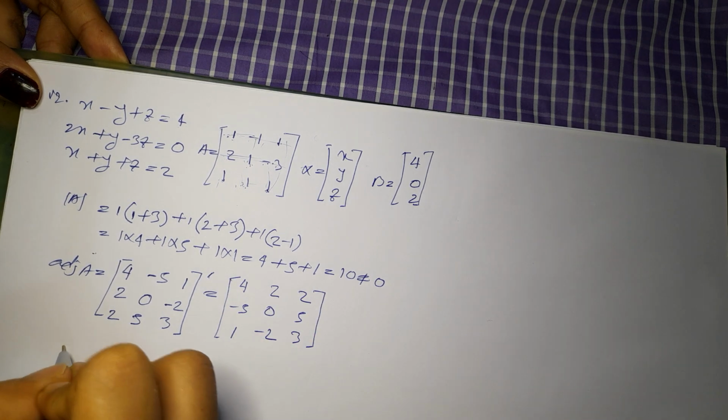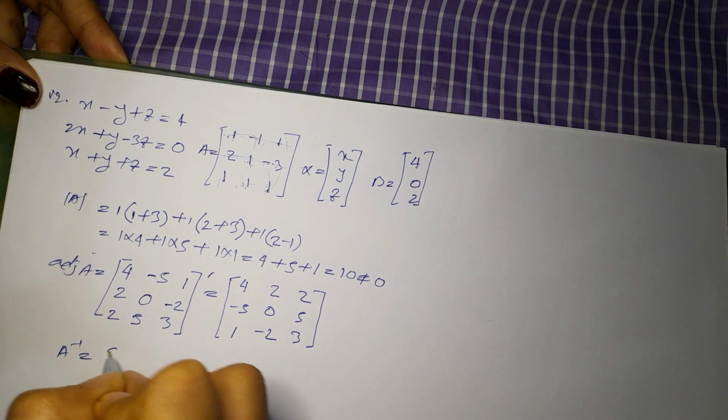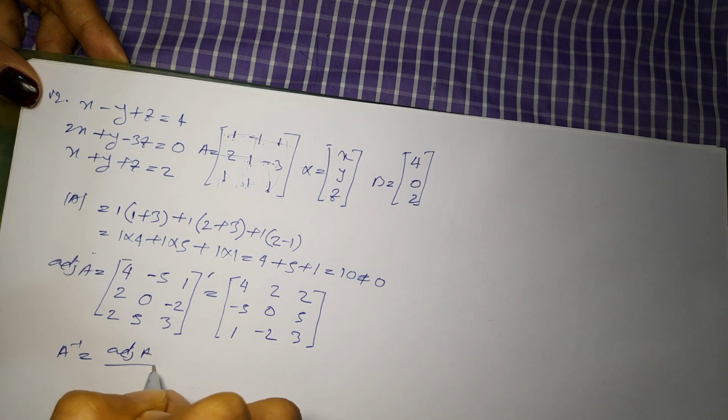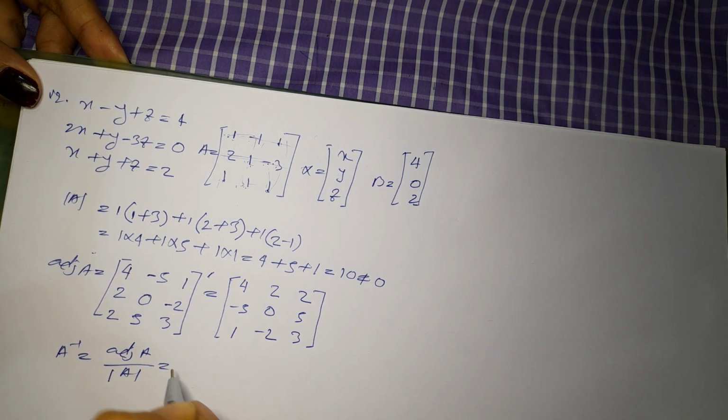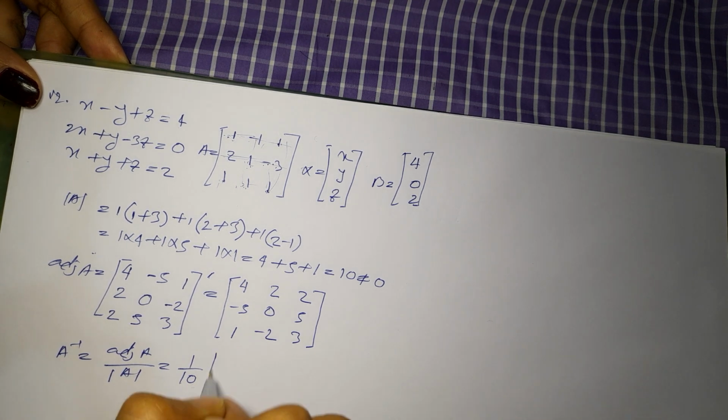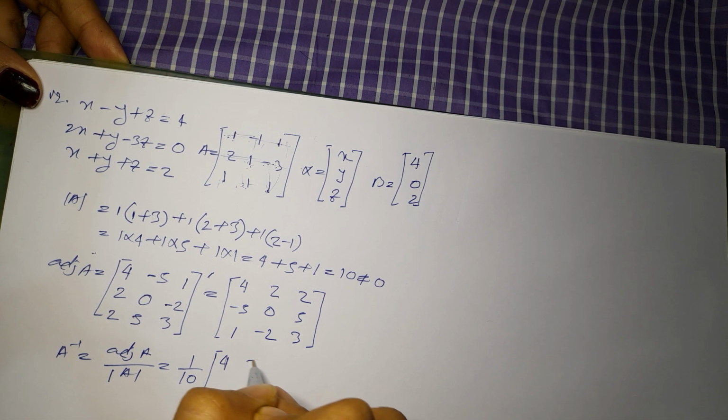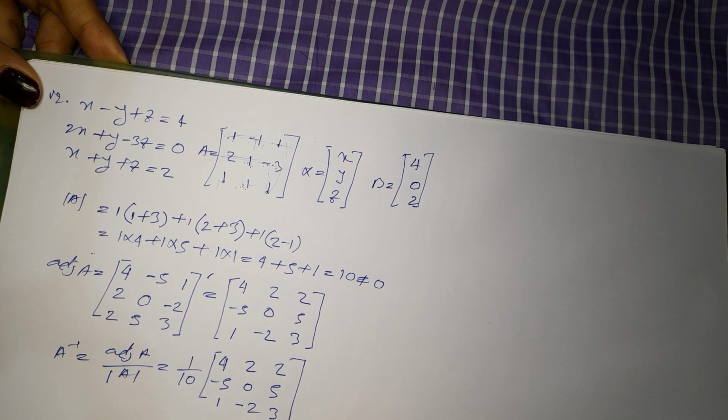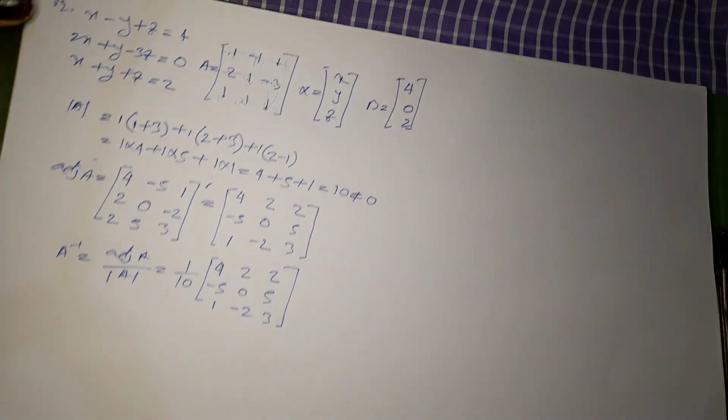Now we are going to need the A inverse. A inverse equal to adjoint of A divided by determinant of A. So determinant is 10, so 1 by 10. Adjoint is this one, 4, 2, 2, minus 5, 0, 5, 1, minus 2, 3. This is the adjoint. Now we have to multiply with the B.